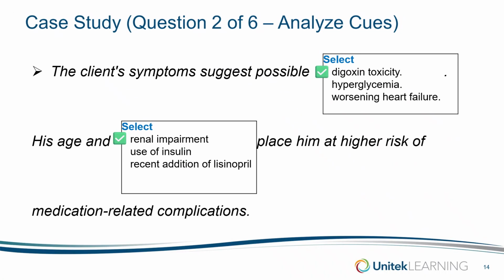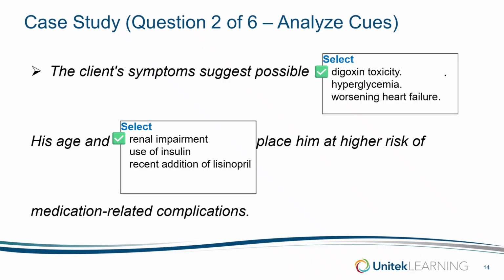In answering this question, using the drop-down, we would conclude that the client's symptoms suggest possible digoxin toxicity, and his age and renal impairment places him at higher risk for medication-related complications. Remember that this patient has classic signs of digoxin toxicity and has stage 3 chronic kidney disease. They increase the risk due to reduced drug clearance.